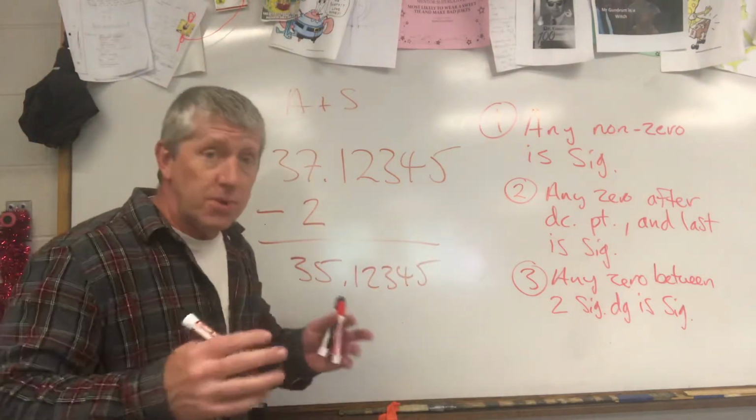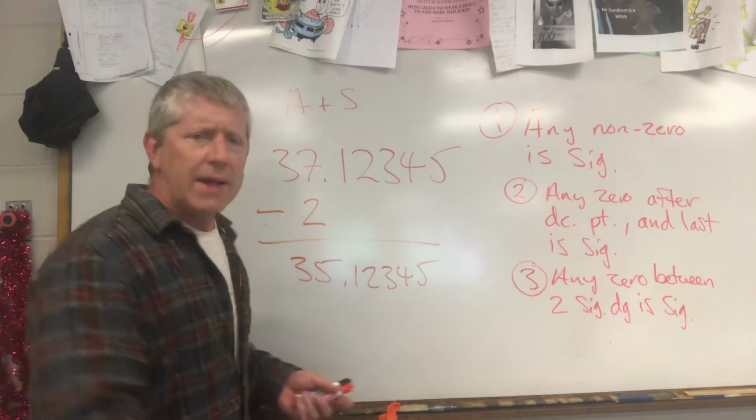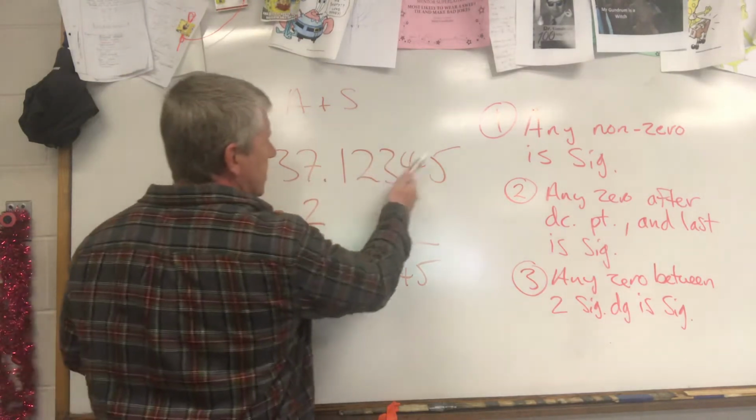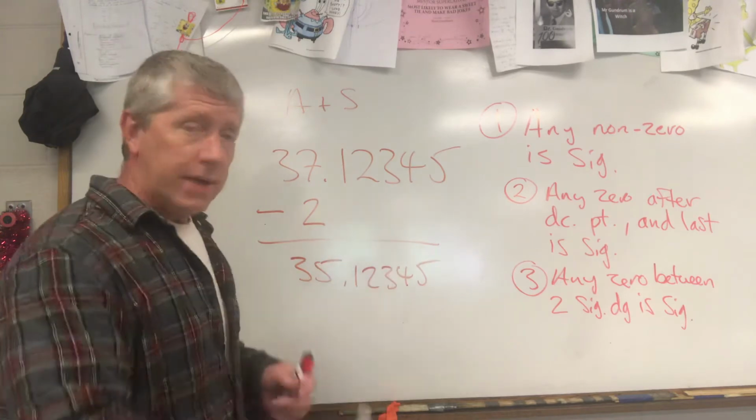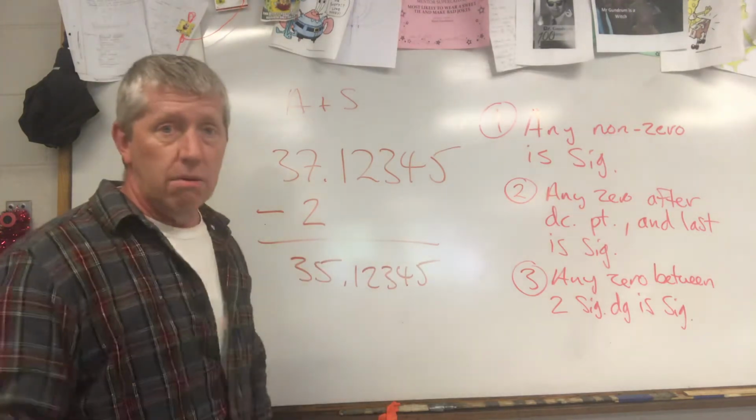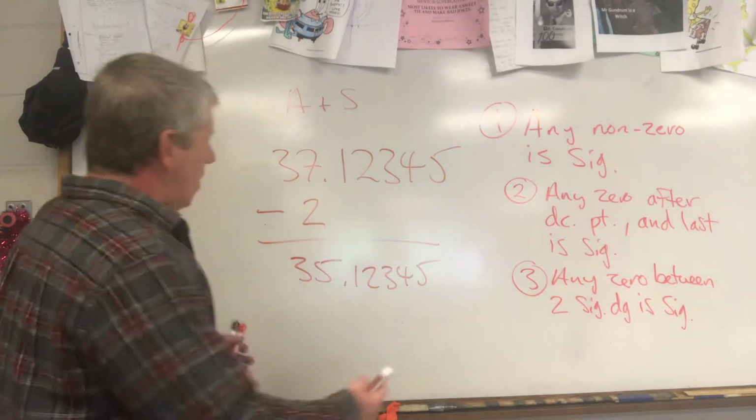We don't count significant figures, but let's do it anyway for practice. 1, 2, 3, 4, 5, 6, 7. That's a pretty accurate number. I mean, all those are accurate. This one, not very accurate. So how do I report this?